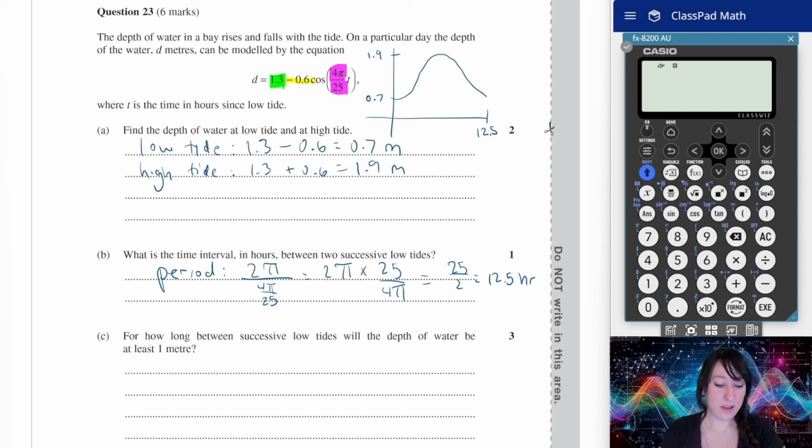Part C. For how long between successive low tides will the depth of the water be at least 1 meter? So we're going to try to find when the height of the function is at 1. So that will be around here. We're looking for these two times because for the time in between, the tide will be above the 1 meter level. So to find those times, let's set the function equal to 1 and solve for t.